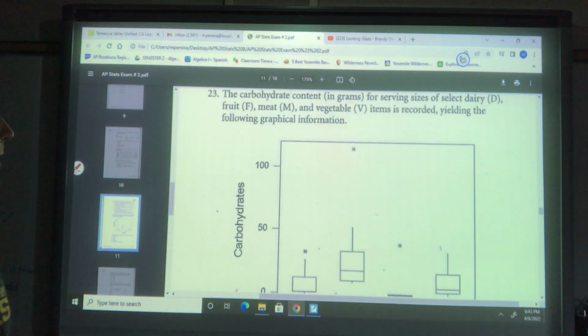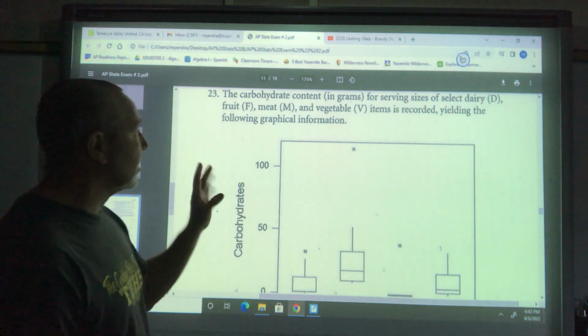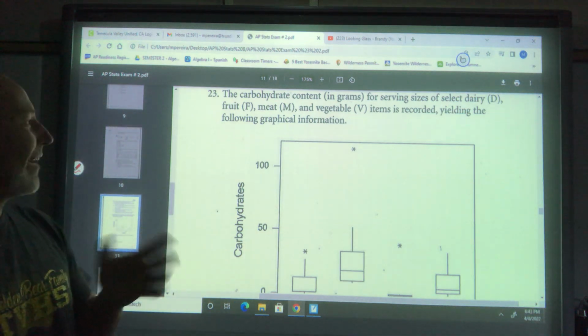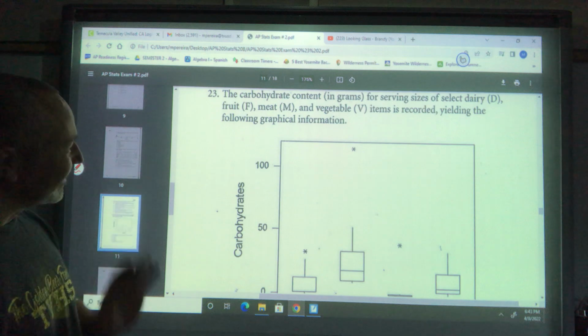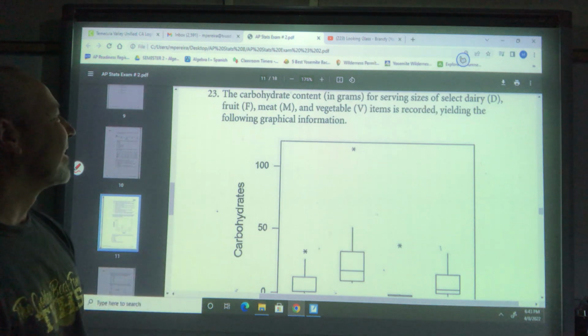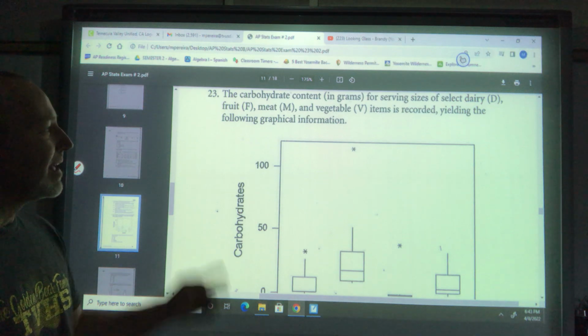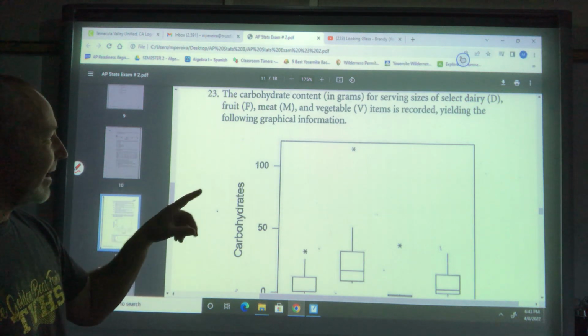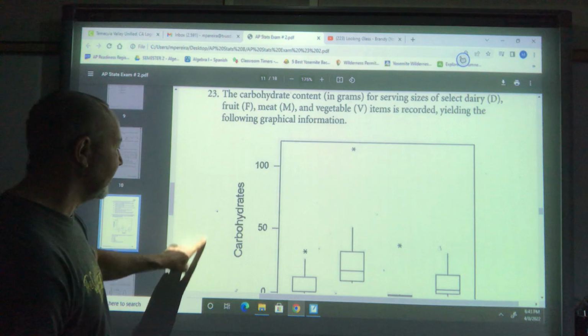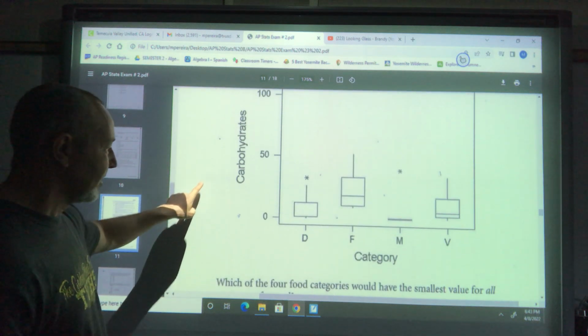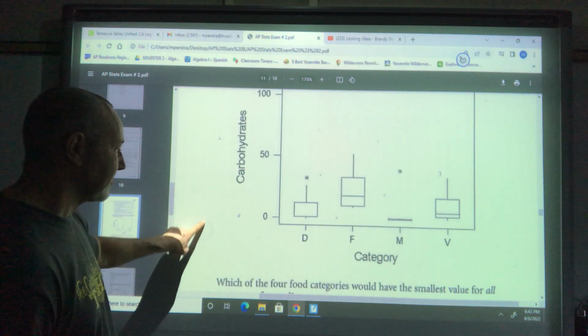Okay, this one's a little bit tricky here. All right, so carbohydrate content. I'm sorry, guys, I'll slow down. My mind goes quicker than my mouth. Carbohydrate content in grams for serving sizes of dairy, fruit, meat, and vegetable is recorded, and here is my information. Okay? Dairy, fruit, meat, vegetables.